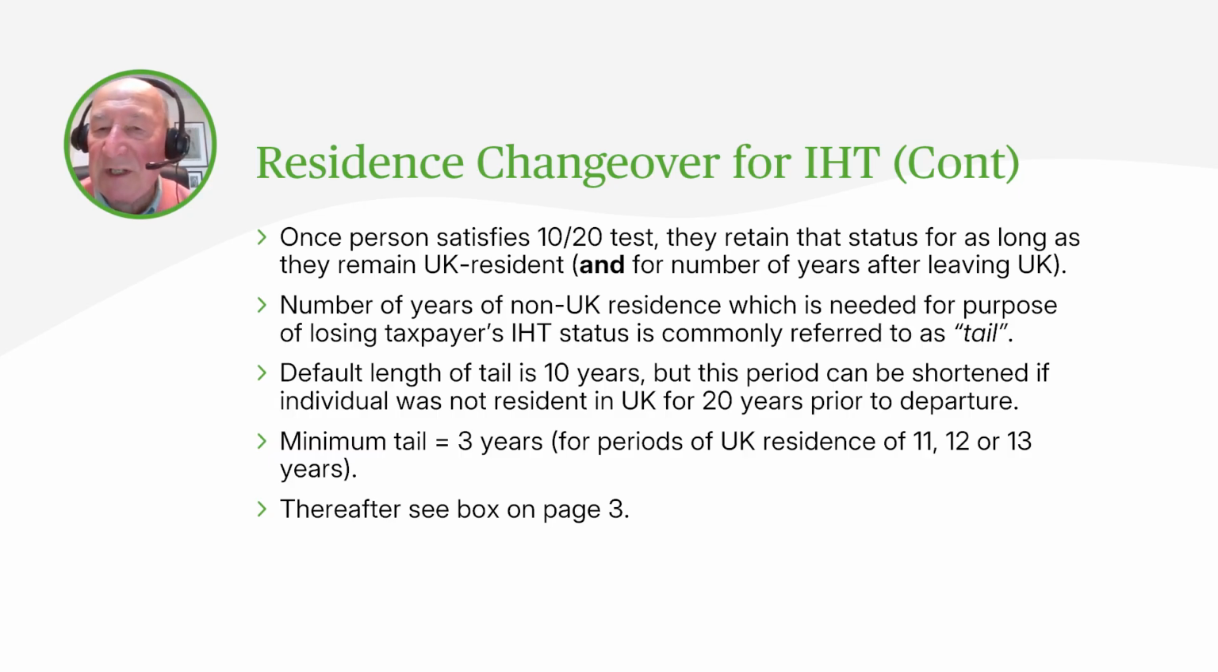The minimum length of a tail is 3 years, but if you have a look at the little box, which I think is on the second page of the notes dealing with this chapter, you will see I've set out there the requirements for anywhere between 13 and 20 years.